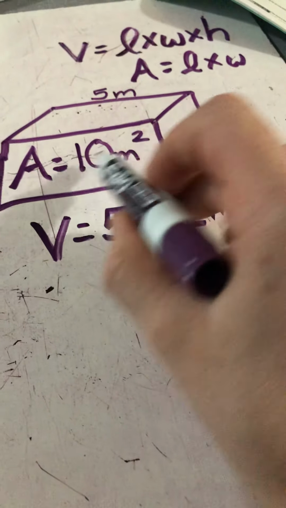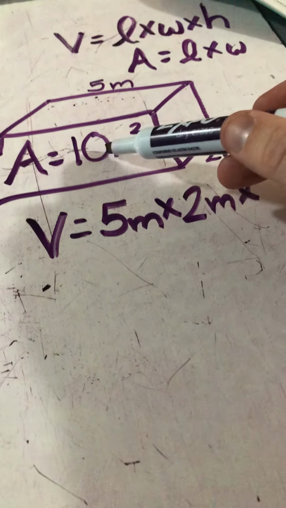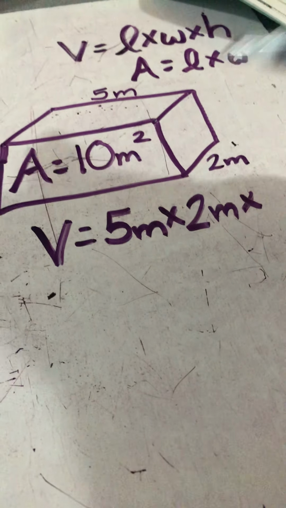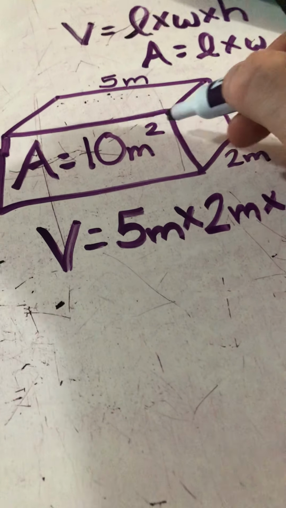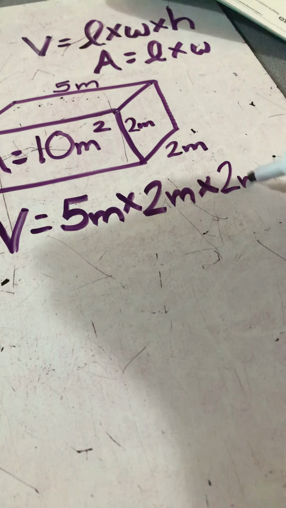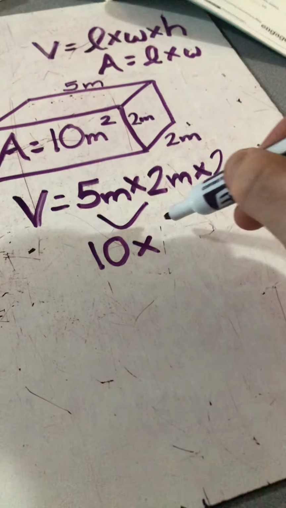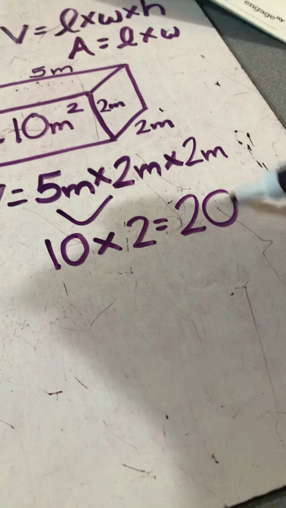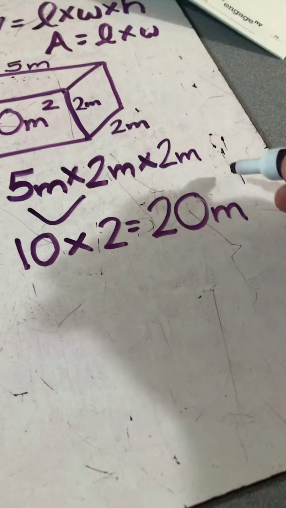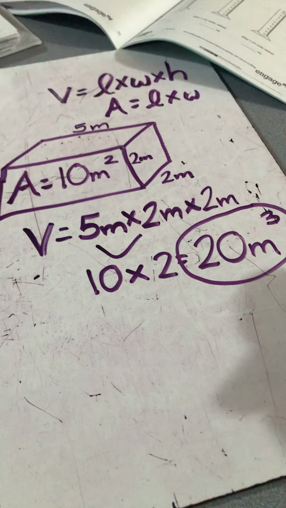All right. Well, if we look at our area here, we know that length times width equals the area of this face. We can actually figure out this unknown dimension. If 5 times 2 is 10, then that means that our height is also 2 meters. Alrighty. So from there, you just multiply 5 times 2 times 2 to get the volume of the entire rectangular prism. 5 times 2 is 10. Multiply it by 2. You end up getting an answer of 20 meters, that was our unit, cubed. That is the entire volume of this rectangular prism.